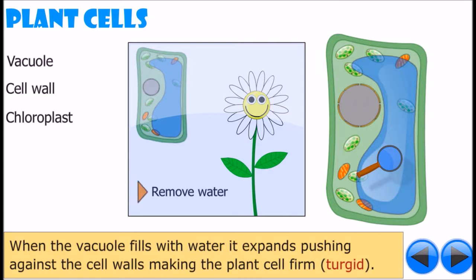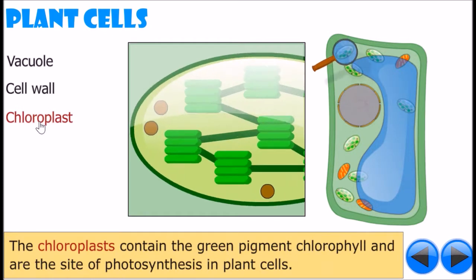And the last structure we look at that's different between plant and animal cells are chloroplasts. And chloroplasts contain a green pigment called chlorophyll, and this is where photosynthesis happens. And photosynthesis is where plants make sunlight into food. And this only happens in plants, it doesn't happen in animals because animals don't have chloroplasts.